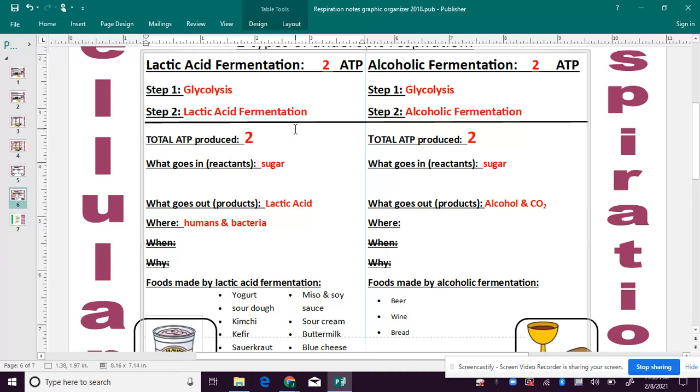Once that glucose is broken in half, that half of sugar undergoes lactic acid fermentation, and it's turned into what we call lactic acid. So our reactants for this, we start with a sugar. That sugar is broken in half during glycolysis, and then in step 2, that half sugar is turned into lactic acid.